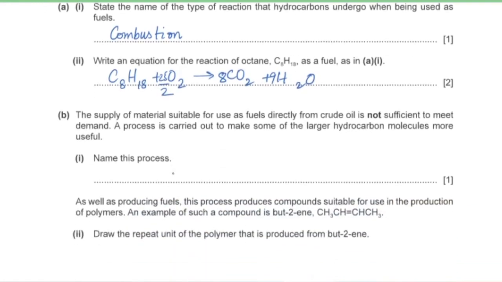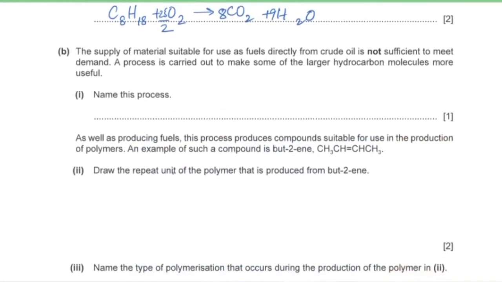Part B, the supply of material suitable for use as fuels directly from crude oil is not sufficient to meet demand. A process is carried out to make some of the larger hydrocarbon molecules more useful. Part 1, name this process. That's cracking. Because fuels that we use contain small carbon chains, on the other hand, materials that we get from crude oil directly are those with large carbon chains. So those with large carbon chains wouldn't be of any use.